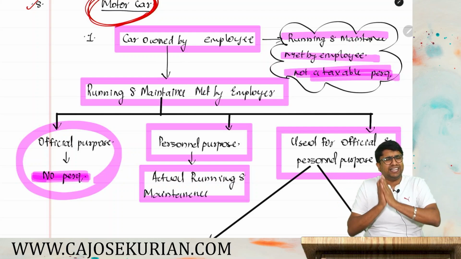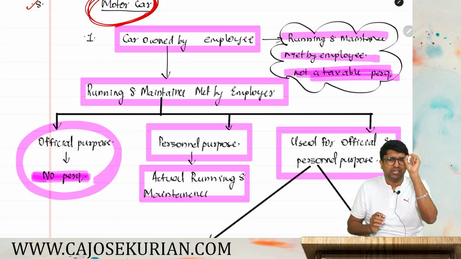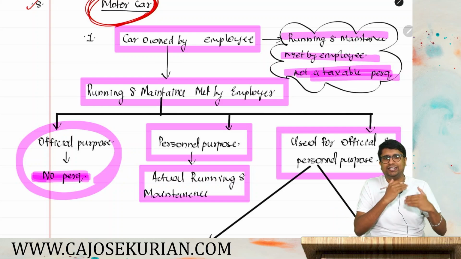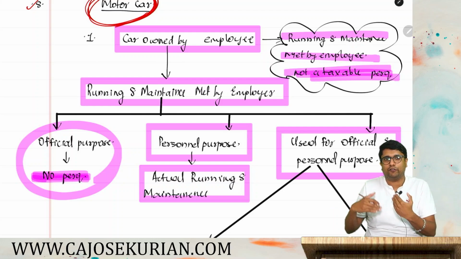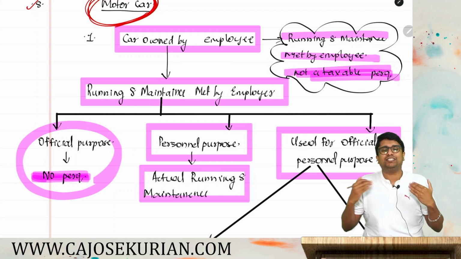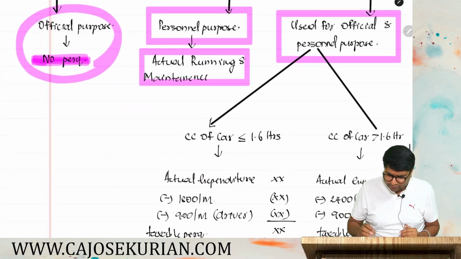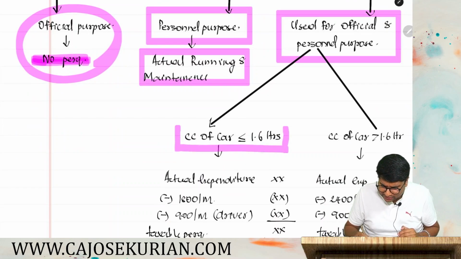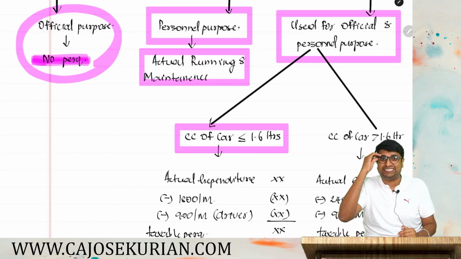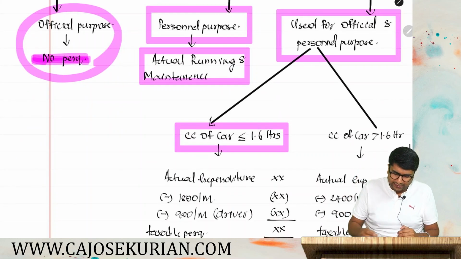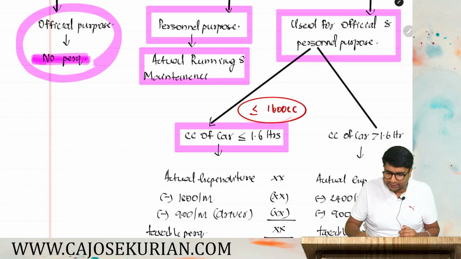In such a case, it is not practical for the employee to record the kilometer, whether it is travel for official or for personal purposes. To note down the kilometer for each and every trip is not practical. So what the department says is, you check whether the cubic capacity of the car is less than or equal to 1.6 liters. 1.6 liters means 1600 cc.